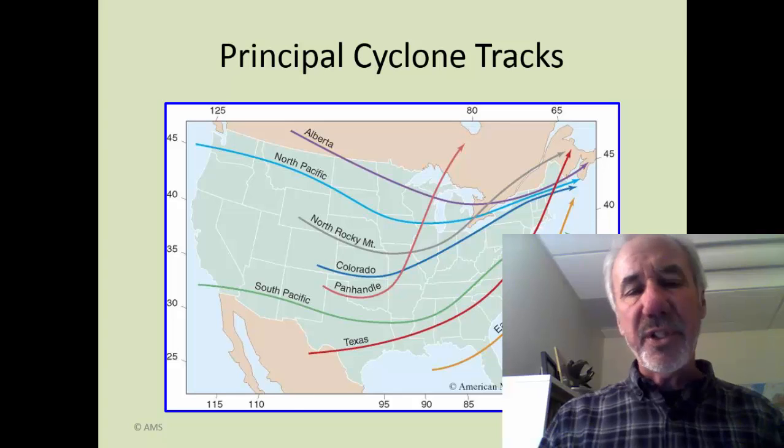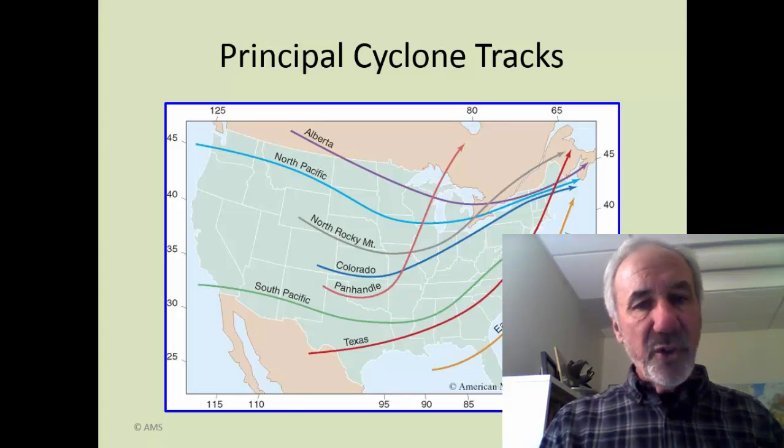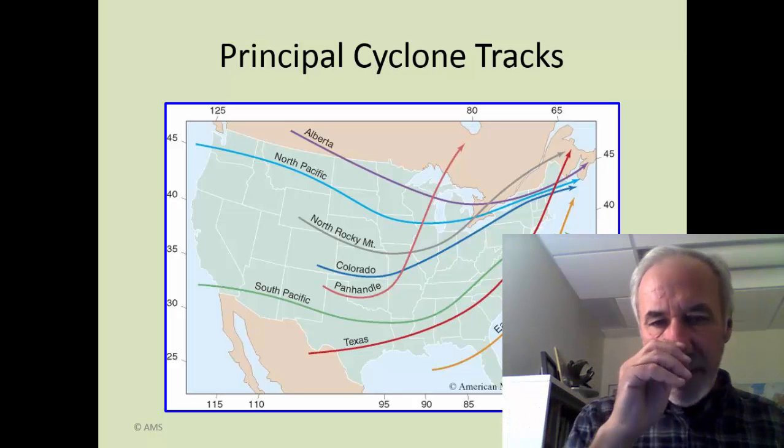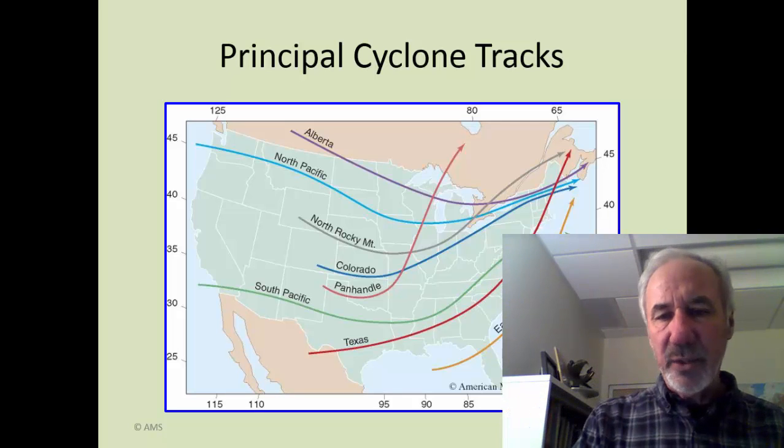They come off the coast of the Pacific Ocean and move across the United States. These can be major storms. Okay, the third one down that you should be aware of is called the Colorado lows.